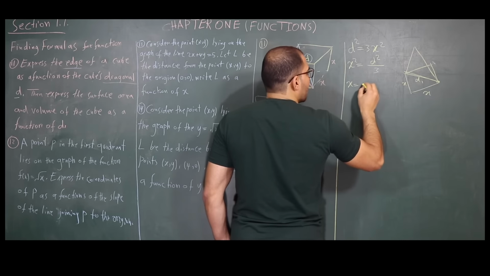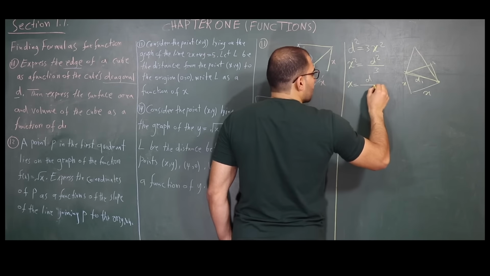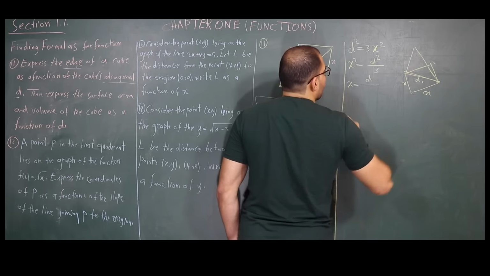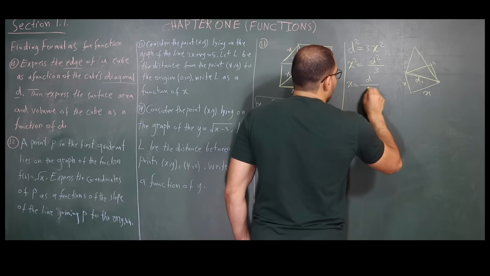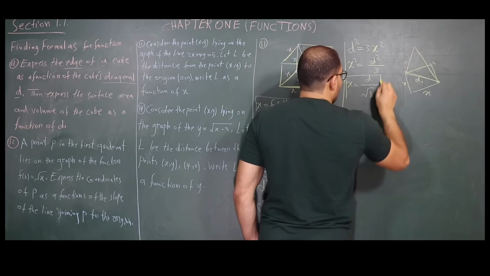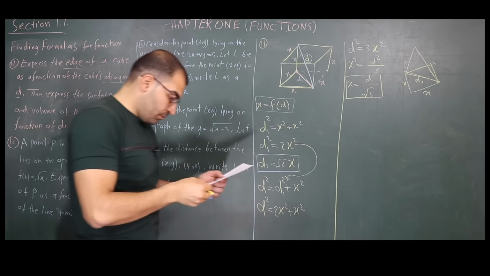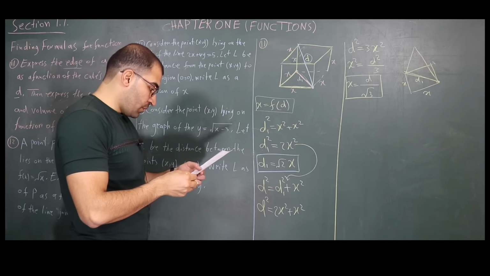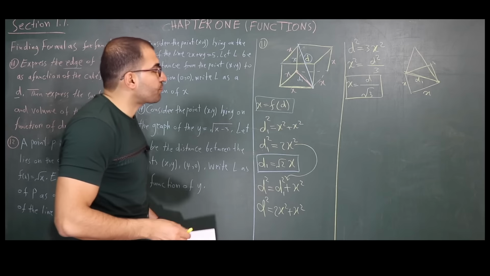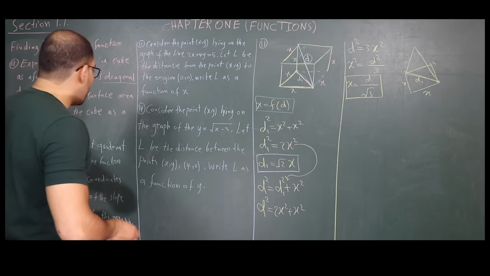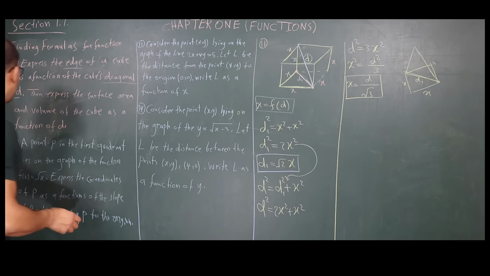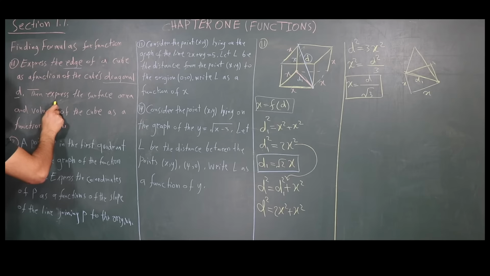So x will be d divided by the square root of 3. Okay, that's right, I'm just checking. Now the other thing that I need to find: then express the surface area and the volume of the cube as a function of d.